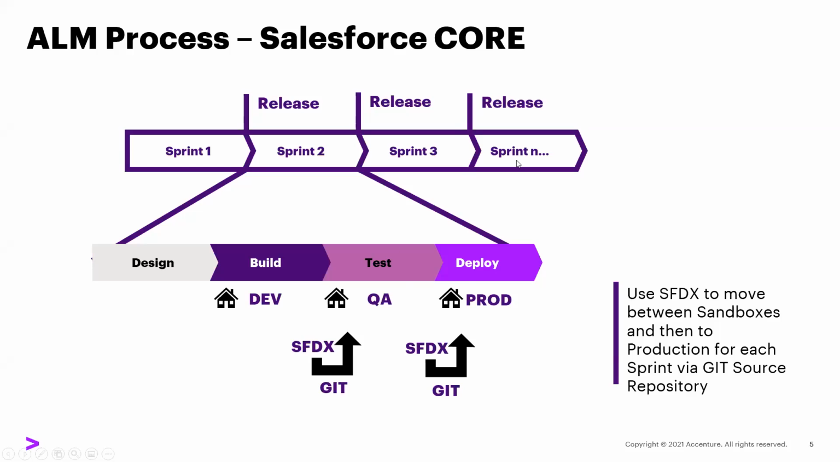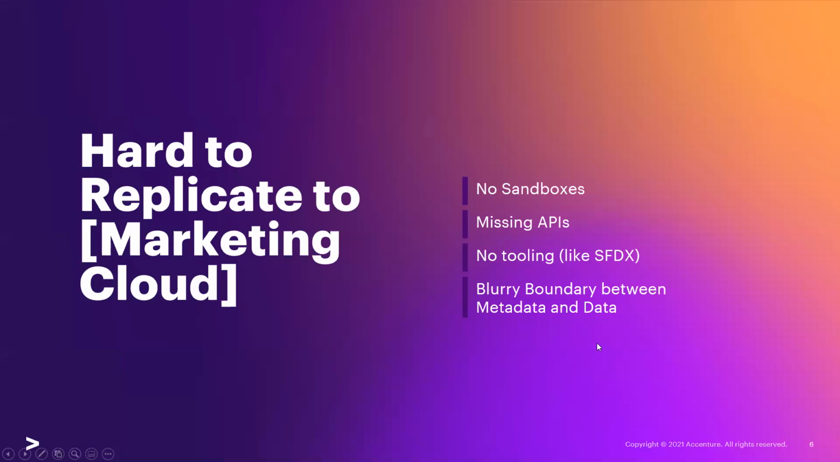We have here more of a sample that you might, for example, see in core, where you have sprints and you have releases, and you go from design, build, test, and deploy. You'll use your dev, your QA, and a production environment, sandboxes. And you'll use tools like SFDX to get it from one environment to the next. So you might have a Git repository sitting behind there using source-driven development to be able to move that between those sandboxes. As mentioned, that doesn't really work on Marketing Cloud for quite a few reasons.